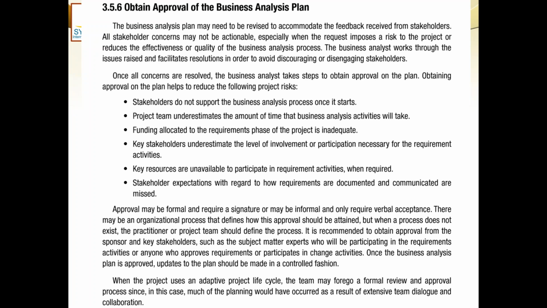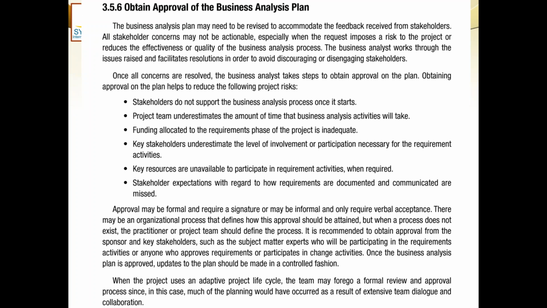Approval may be formal and require a signature, or may not be formal and only require verbal acceptance. There may be an organizational process that defines how this approval should be attained, but when a process does not exist, the practitioner or project team should define the process. It is recommended to obtain approval from the sponsor and key stakeholders, such as the subject matter experts who will be participating in the requirements activities, or anyone who approves requirements or participates in change activities.